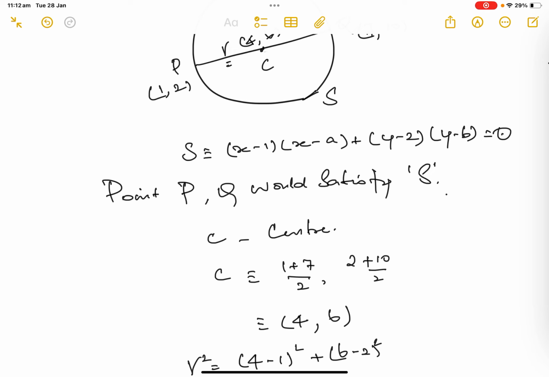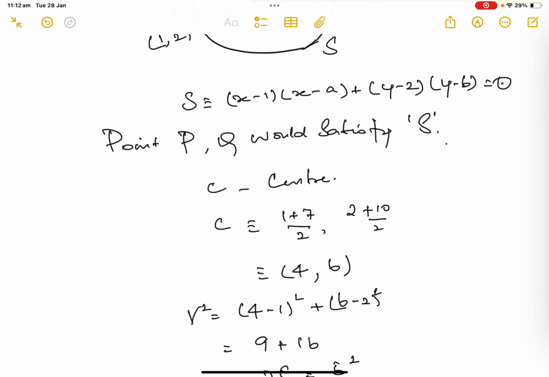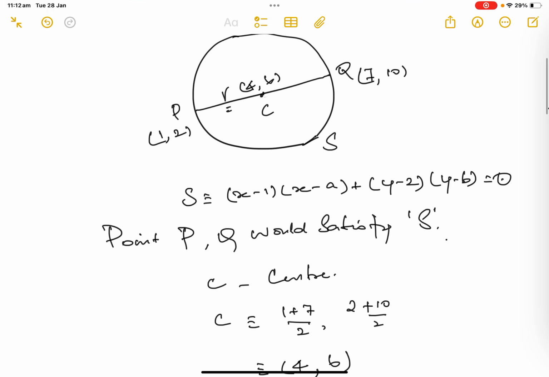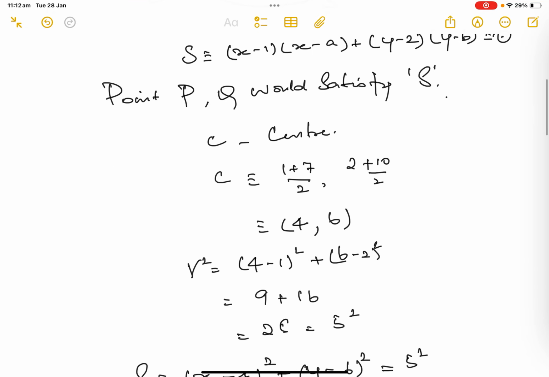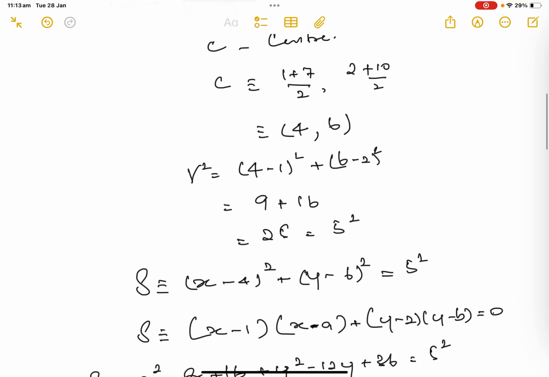Let's start with the information given. The coordinates of the ends of the diameter are given, therefore finding the center is pretty simple. It is the midpoint of the two points. So that is center C. The coordinates of center C are (1 plus 7) over 2. I add the x coordinates and divide by 2, and add the y coordinates of P and Q and divide by 2. So 1 plus 7, 8, divided by 2 is 4. 2 plus 10, 12, divided by 2 is 6.